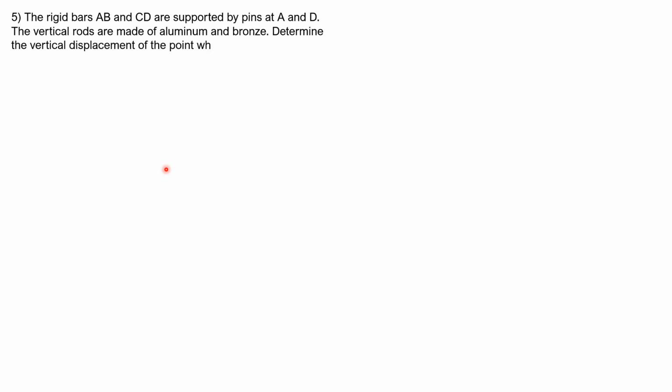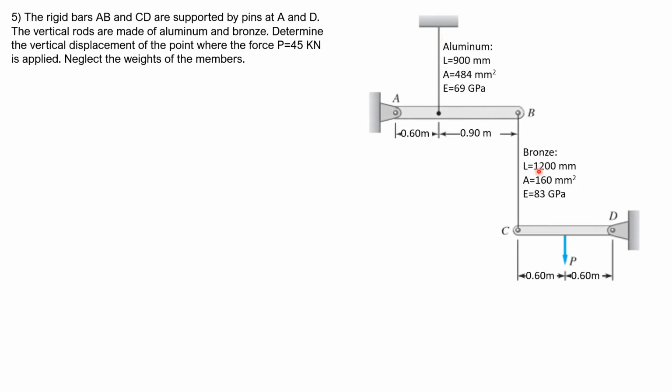The rigid bars AB and CD are supported by pins at A and D. The vertical rods are made of aluminum and bronze. So determine the vertical displacement of the point where the force P equals 45 kilonewtons is applied. Neglect the weights of the members. So this is the given figure, so we have to analyze it well.